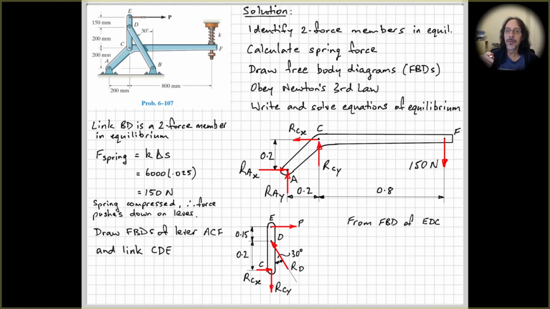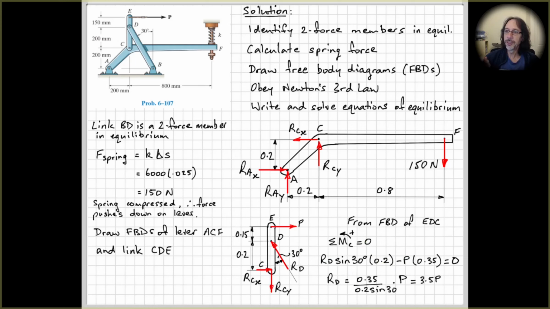And now we need to start thinking about writing equations of equilibrium. All right, so here I've said, okay, I can write an equation that relates P to RD here. So from the free body diagram of the link EDC, taking moments about point C, I can do RD times sine 30 times 0.2. I'm not going to go through this slowly. I did that previously, but we end up with that equation and we get the same relationship between RD and the force P that we got before. All right, let's go on to the next page.